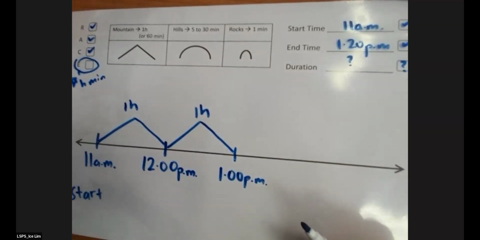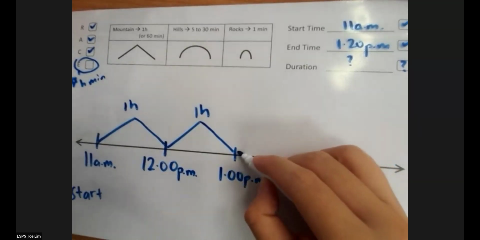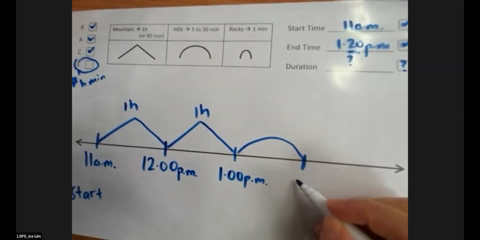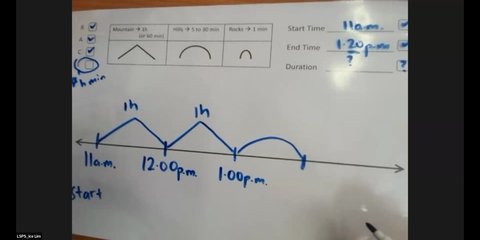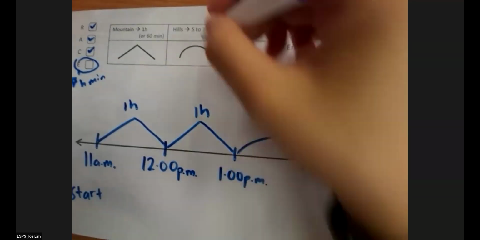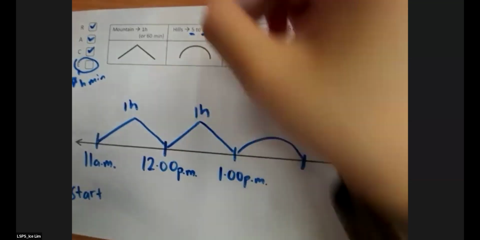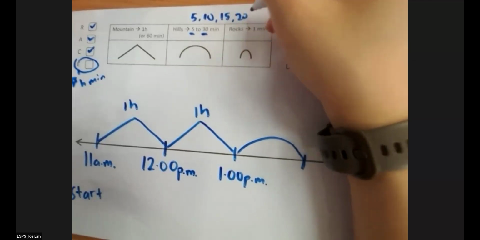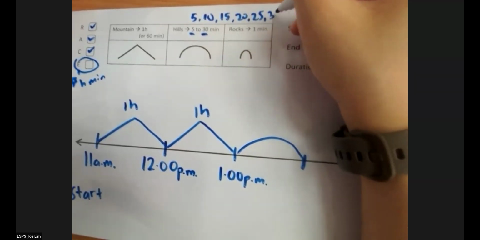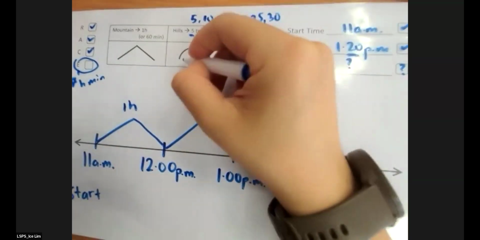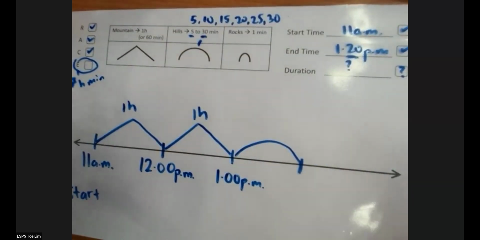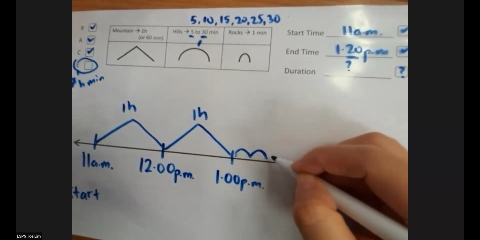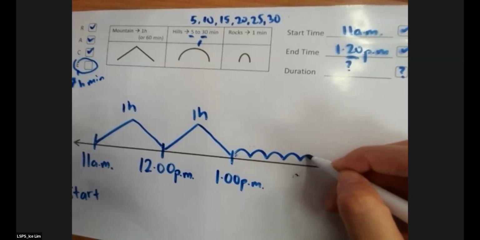Then from 1 p.m., I can draw a hill. Oh, it's 1:20, not 1:30, okay? If you go 1:30, then you need to go backwards. You can write it in 5s: 5, 10, 15, 20, 25, 30 minutes. That's for hills. If you want to write small little ones, you also can. Like 5, 10, 15, 20, 25.